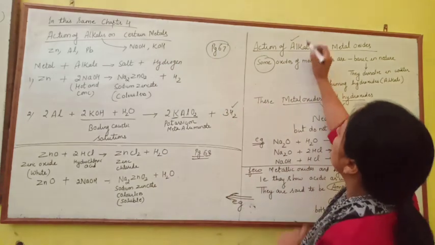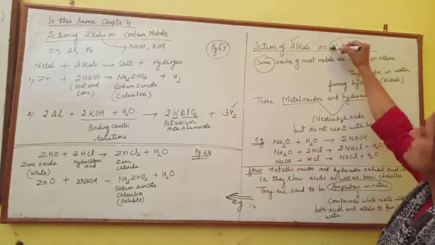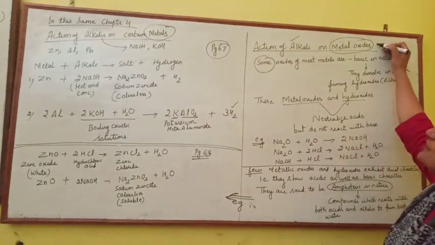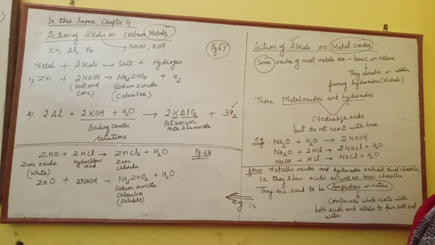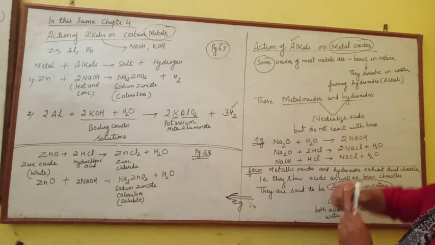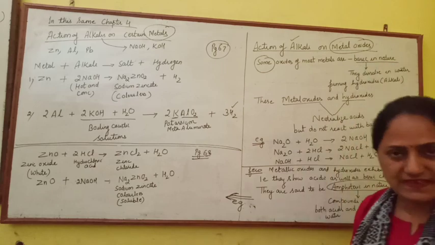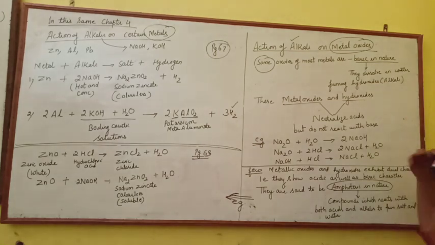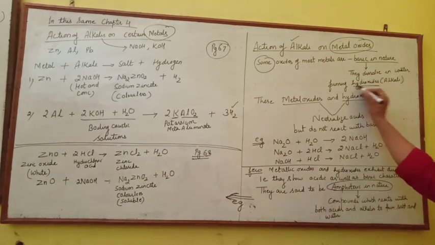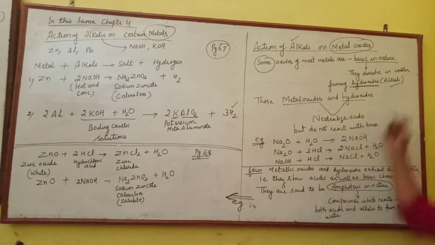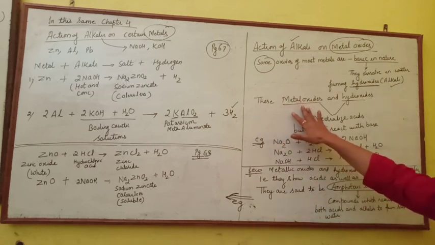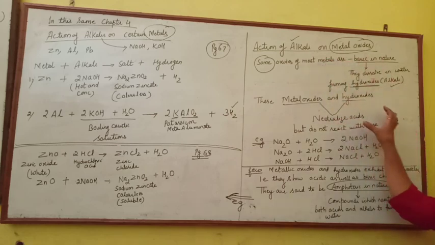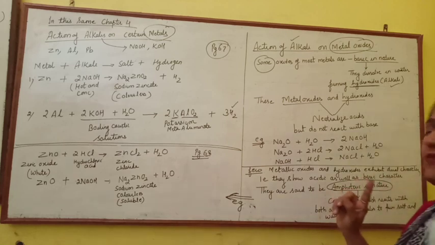Now I am taking action of alkalis on metal oxide. Here I did action of alkalis on metals. Now the action of alkalis on metal oxide. Some oxides of metals are basic in nature. Basic in nature means they dissolve in water. When they dissolve in water, they form hydroxide. Again, hydroxide is alkali. And these metal oxides and hydroxides neutralize acids, but do not react with the base.